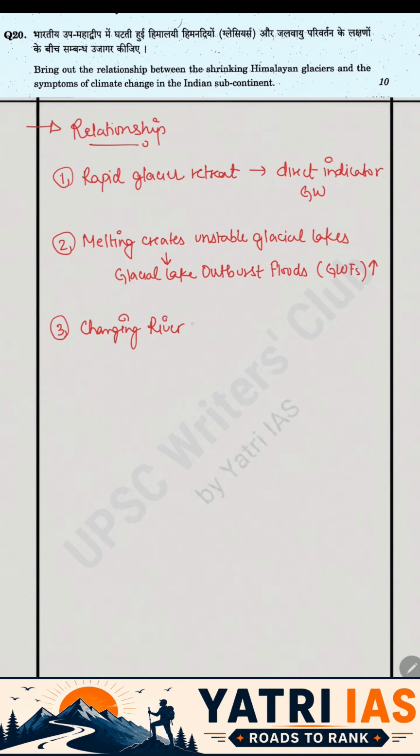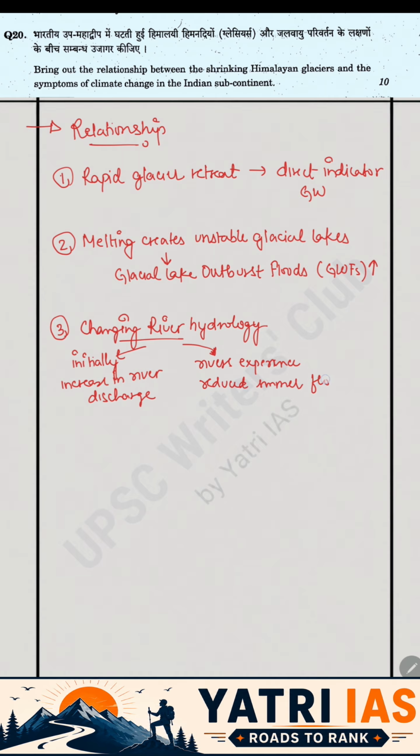Then you would mention changing river hydrology is one more reason that establishes the relationship between the assertions. Like with melting, initially you would see increase in river discharge. But on a longer run, you will see that rivers experience reduced summer flow. So this is one more reason.